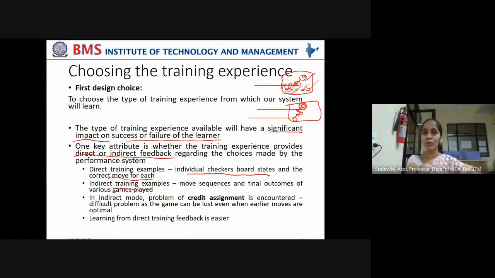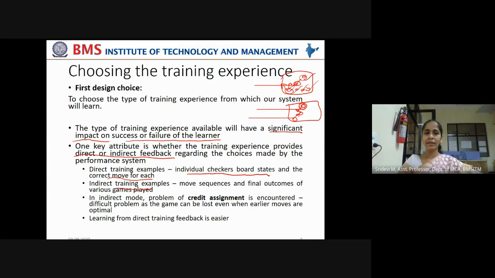Means there is a book to refer, a set of move sequences to refer. And if this sequence is taken, this is the outcome. If this sequence is taken, this is the outcome. That is how indirect training examples will train a system. In direct training examples, for every move, feedback will be available. But in indirect training examples, it will train on the pre-fed sequence of moves, and finally, it will learn to evolve at a particular outcome.